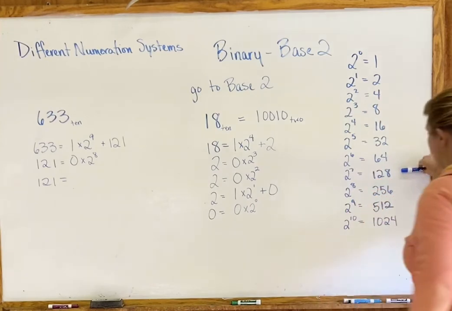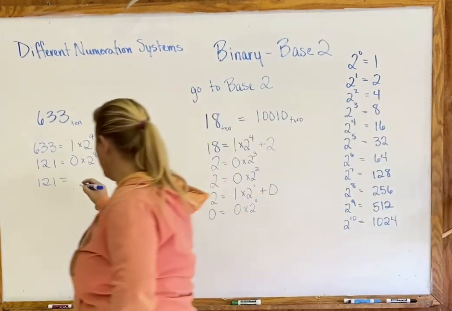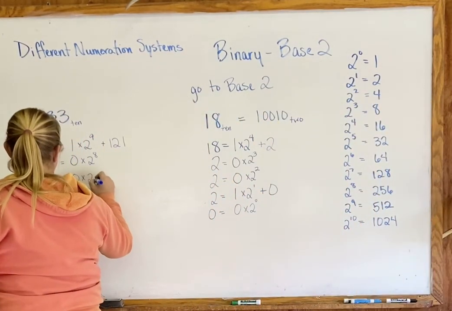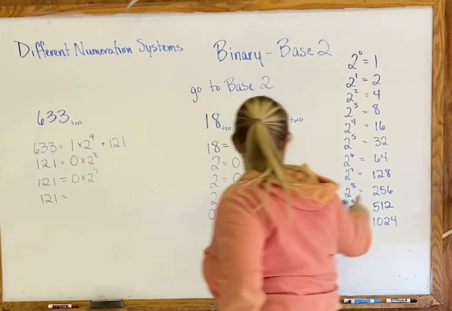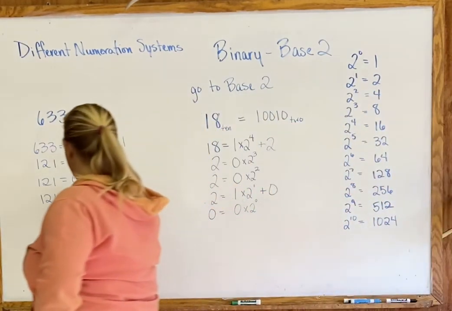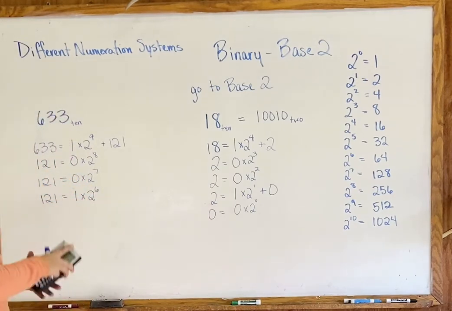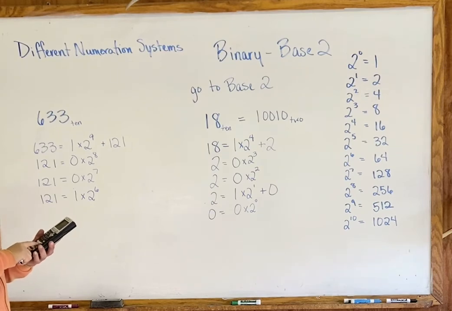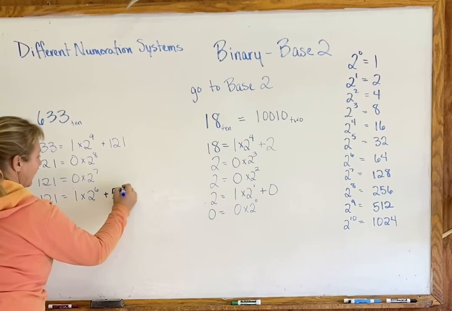We move down to the next guy, which is 128. Darn, still just a teeny bit too big. So that's another placeholder, another 0 times 2 to the 7. Write it down again. Okay, now, there is a 64 in 121, isn't there? So there is 1, 2 to the 6th, 64. So what we're gonna do is 121 minus 64 to see what's left over. And what's left over is 57.